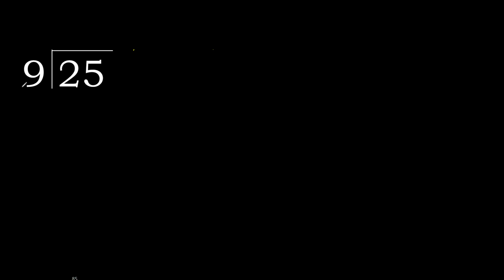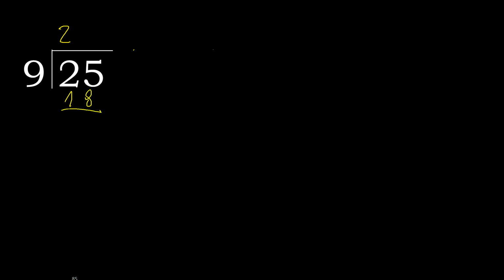25 divided by 9. 2 is less, therefore next, 25. 25 is not less, therefore with 25, 9 multiplied by which number is nearest to 25 but not greater? 9 multiplied by 3, 27, is greater. Multiplied by 2, 18. Okay, it is not greater.